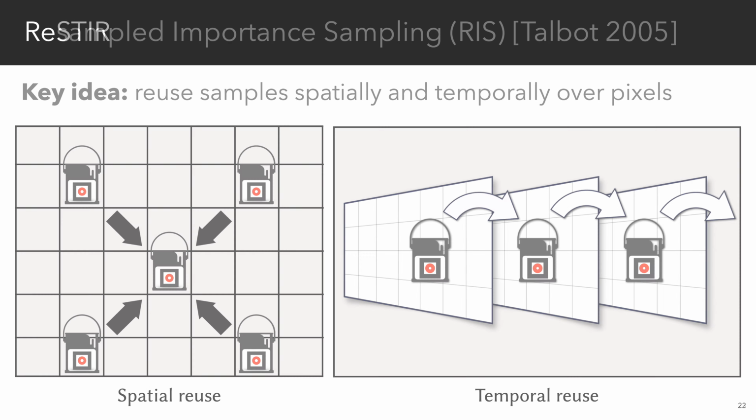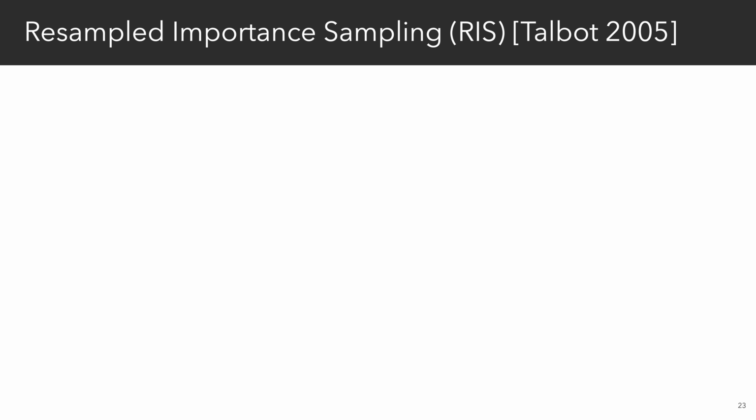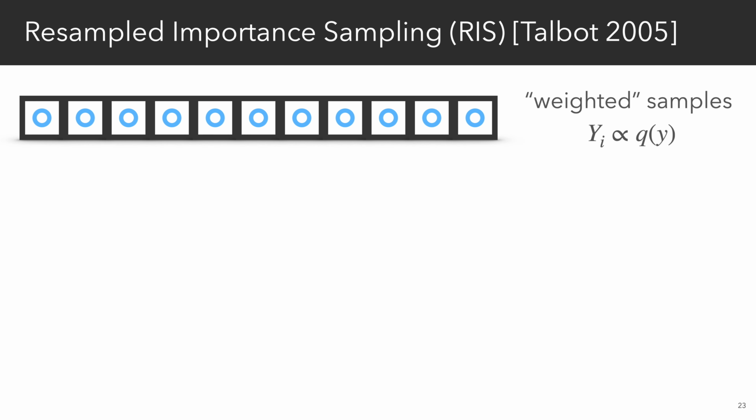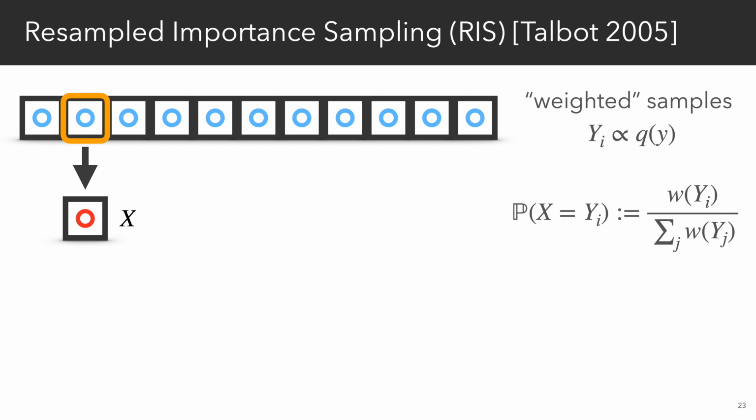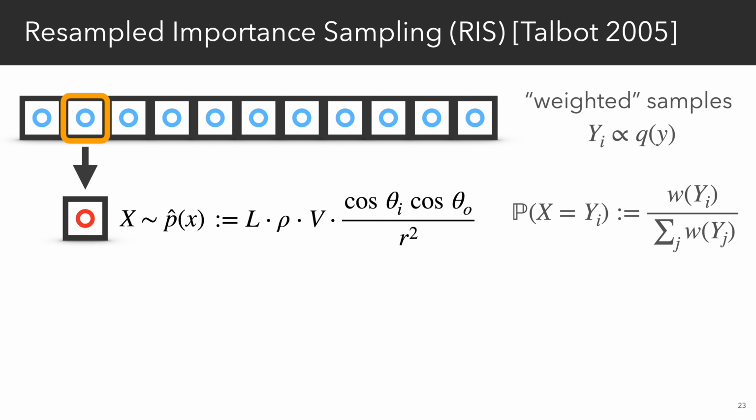The core operation it relies on is resampled importance sampling, which, given a set of weighted samples, selects a subset of these samples in proportion to their weight W. In the context of light transport, we can use RIS to identify samples that are distributed roughly in proportion to an unnormalized target function p hat, which we set equal to the integrand of the rendering equation.